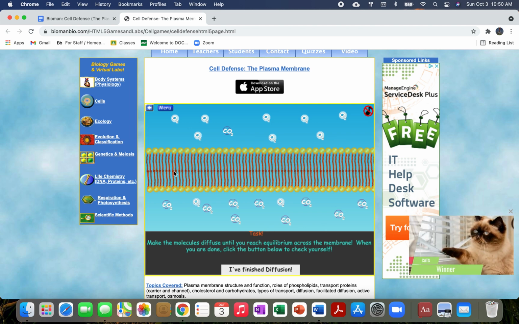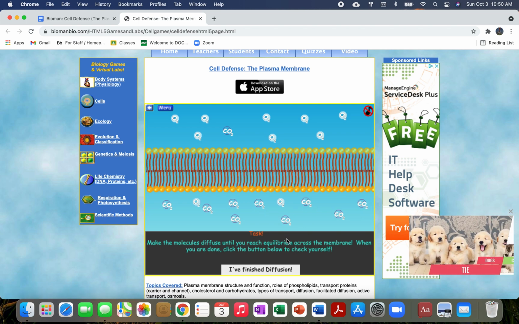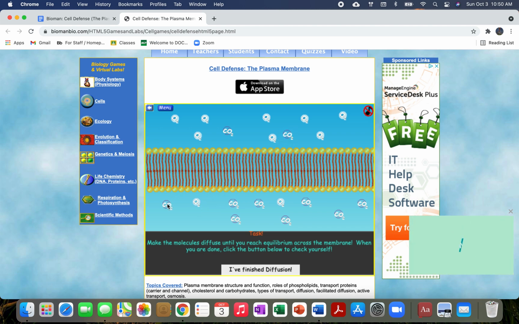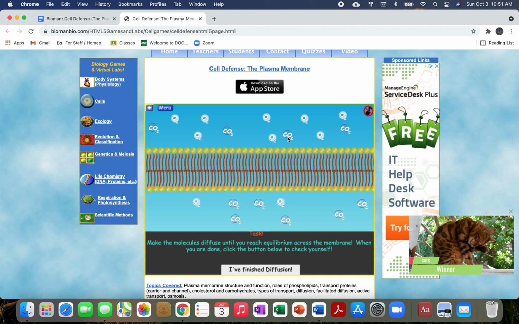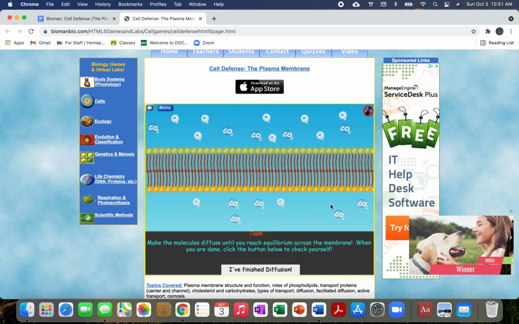So if we count up, we've got 1, 2, 3, 4, 5, 6, 7, 8, 9 carbon dioxide on this side and only 1 on this side. That's not equal. So I'm going to keep dragging them across until I have equal amounts. So again, count it. 1, 2, 3, 4, 5, 6, and then 1, 2, 3, 4, still not equal. Now if I drag that over, we've got 5 on this side, 5 on this side.